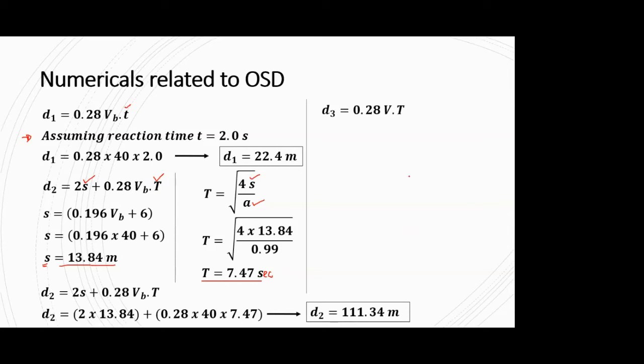Now remains the third component, that is the distance related to the oncoming vehicle or opposite direction vehicle. So that's d3, which is equal to again 0.28 into v into t, but now the v is the design speed and t is the overtaking time. So d3 is equal to, again substituting the values, we know design speed is 70 or the speed of overtaking vehicle is 70, and the t value is the one which we calculated.